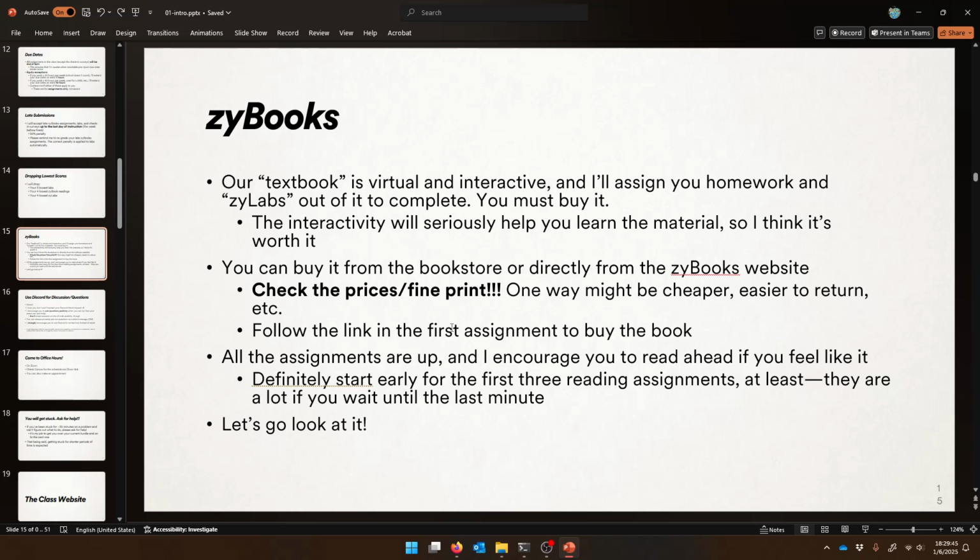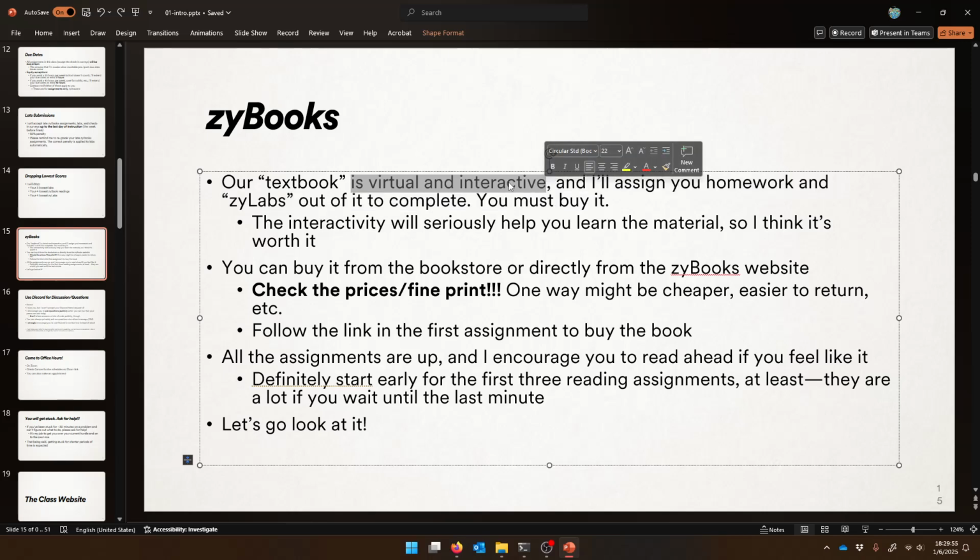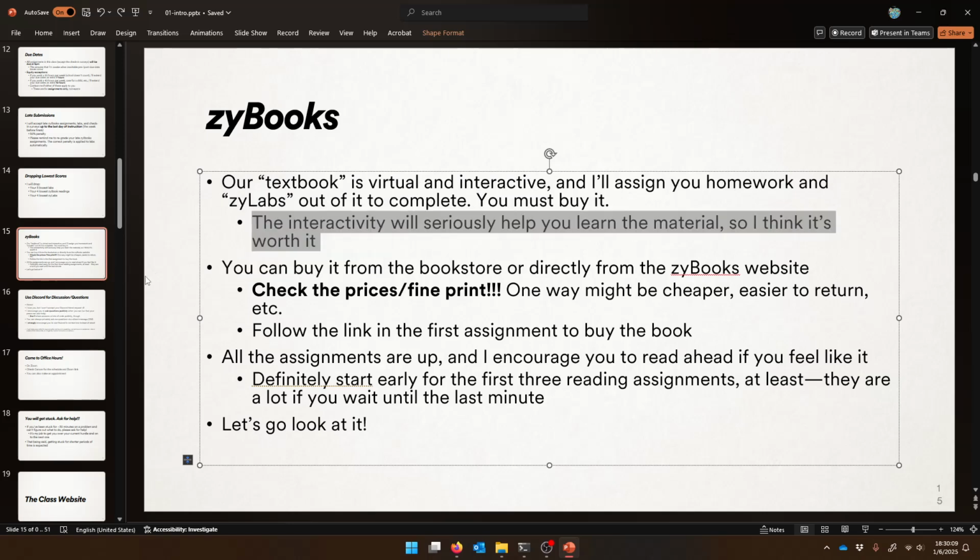Let's talk about your textbook now. So your textbook is honestly the best thing that I've ever seen for this class. It's really, really good. It is virtual, though. It's virtual, and you will interact with it. And so I'll give you homework assignments in your textbook, and you're going to click buttons and watch cool animations and stuff like that. All right? And I'll also give you zyLabs programming assignments out of it to do. It's something you have to buy, but I swear it's the best possible textbook for this class. The interactivity is amazing. It's the coolest thing ever.